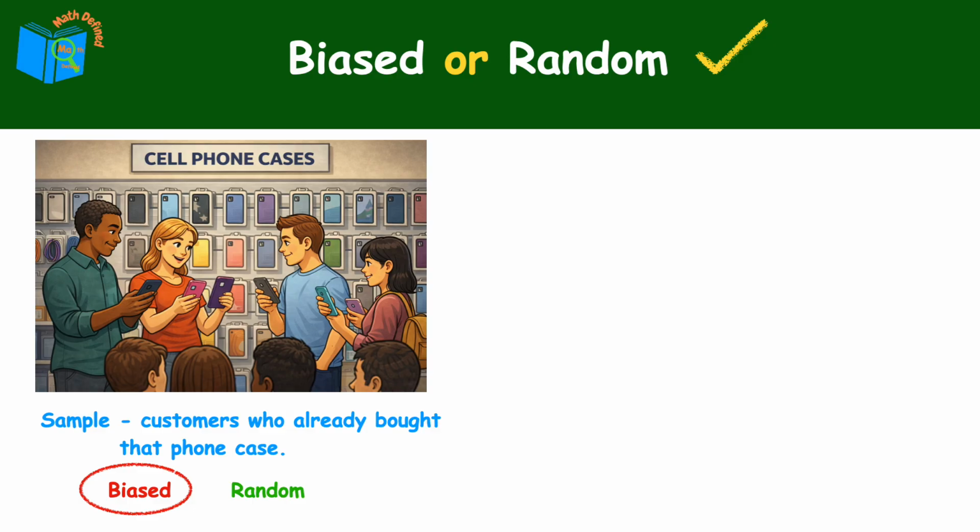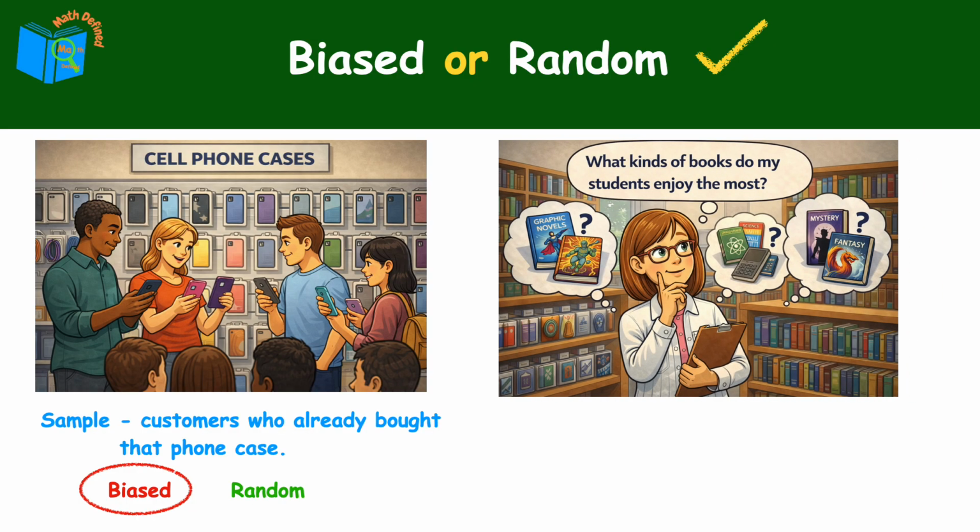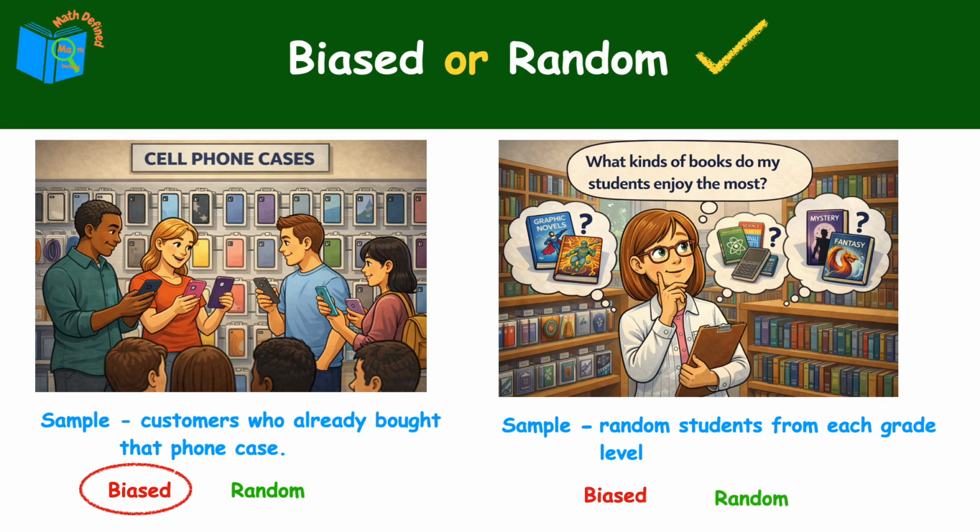Now try this one. A librarian wants to know what kinds of books students enjoy the most. She randomly selects the students from each grade level in the school. Biased or random? That is a random sample, and it's much more likely to give useful information about the whole school.